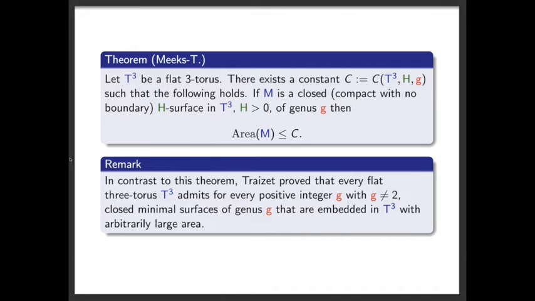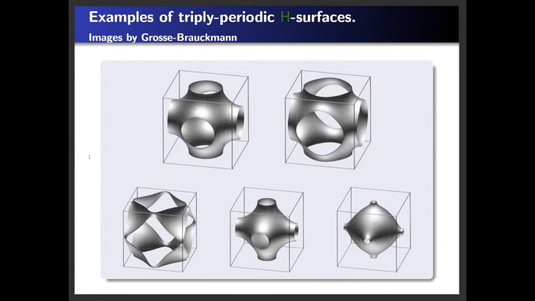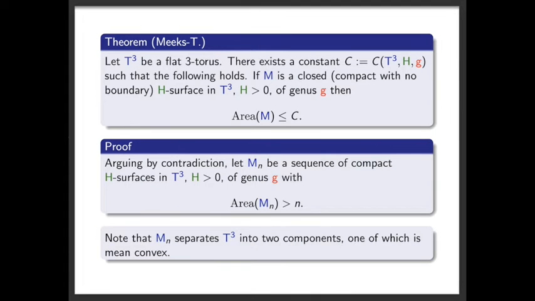And notice that this theorem fails in the minimal case because of examples constructed by Traizet. And here are some examples of non-zero CMC surfaces, or H surfaces, in the 3-torus. Okay, so we prove this theorem by contradiction.